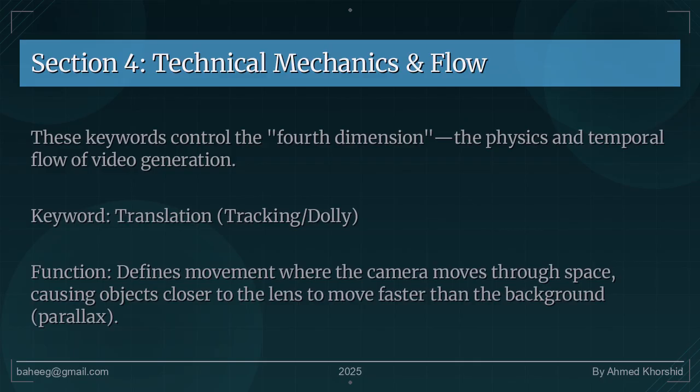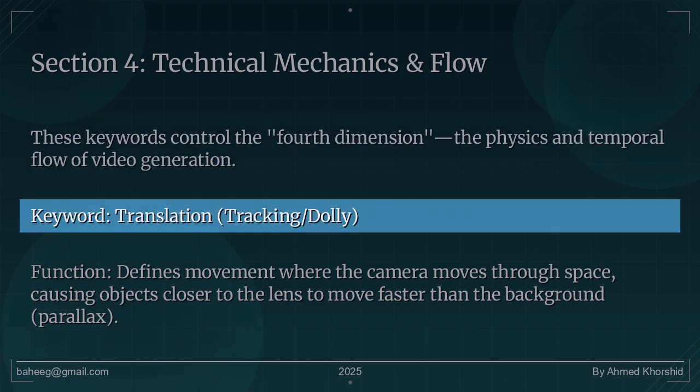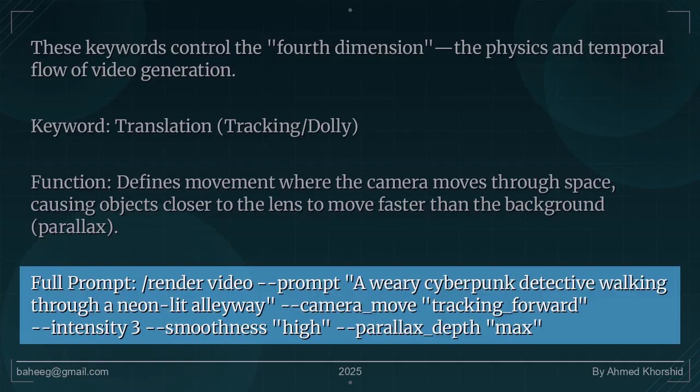Section 4: Technical mechanics and flow. These keywords control the fourth dimension, the physics and temporal flow of video generation. Keyword: translation, tracking dolly. Function: defines movement where the camera moves through space, causing objects closer to the lens to move faster than the background, parallax.